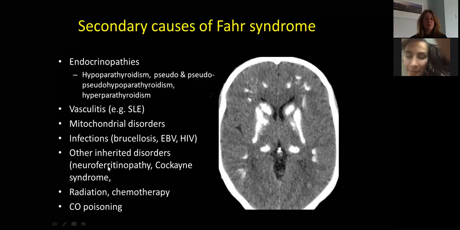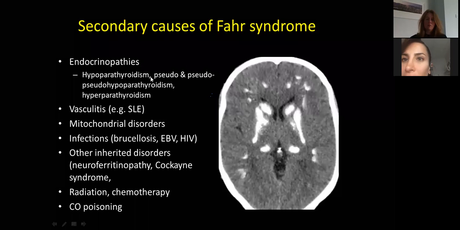Inherited disorders, so ferritin storage disorders and Cockayne syndrome. Again, post-treatment, so mineralising microangiopathy could look like this, again quite severe, but radiation and chemo can produce these appearances, and CO poisoning. CO poisoning tends to be more lentiform nucleus rather than as gross as this, to be honest.